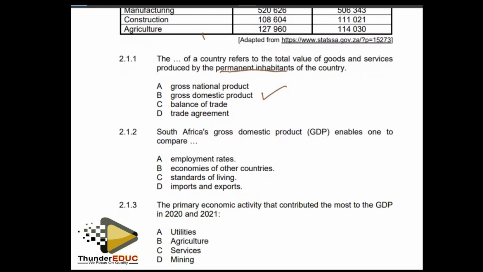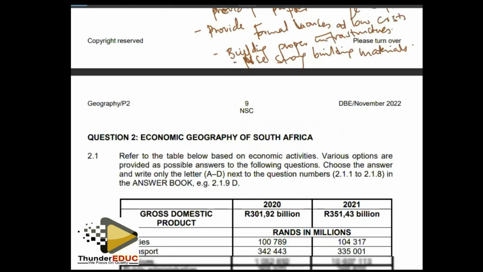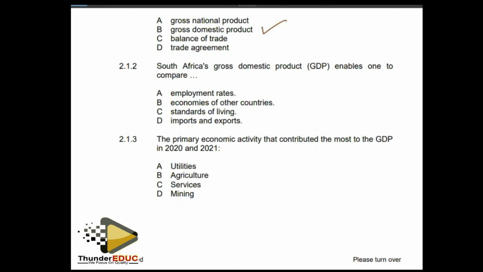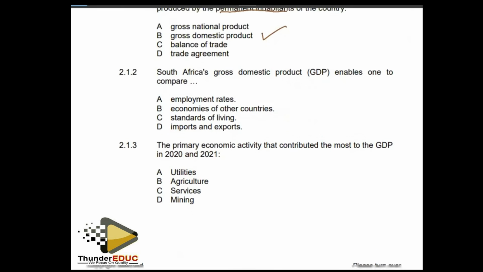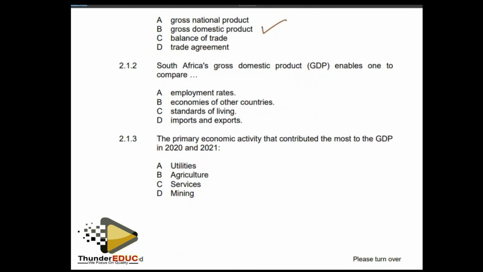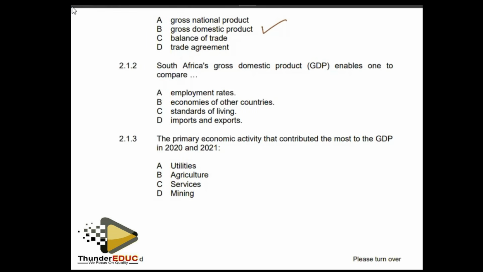1.2.1.2 says South Africa's gross domestic product, GDP, enables one to compare what? Is it employment rates, the economies of other countries, standards of living, or imports and exports? When you look at it, the answer is B. The answer is B. We continue.